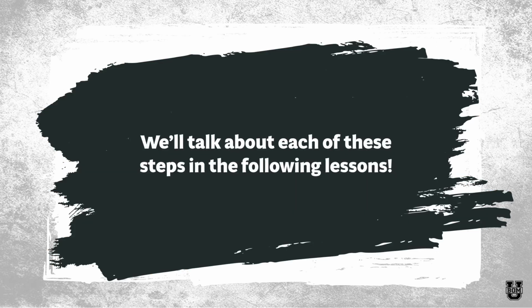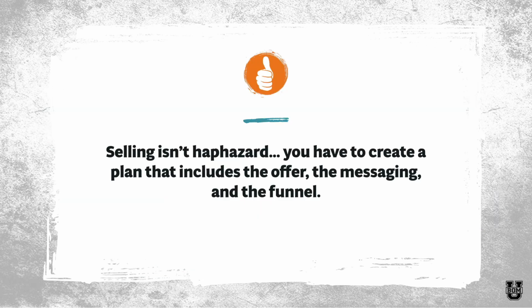And look, we're going to talk about each of these steps in the following lessons. This was just an overview, so you kind of had a sense and could think through the planning process. Once you go through the next lessons, it's going to make more sense and you'll be able to do this, but you need to understand the process and be thinking through how to convert and how to create a sales plan in a very systematic way. So that's what you're working on here. Again, takeaway here is that selling isn't haphazard. You have to create a plan that includes the offer, the messaging, and the funnel, and you have to be intentional about all of it.